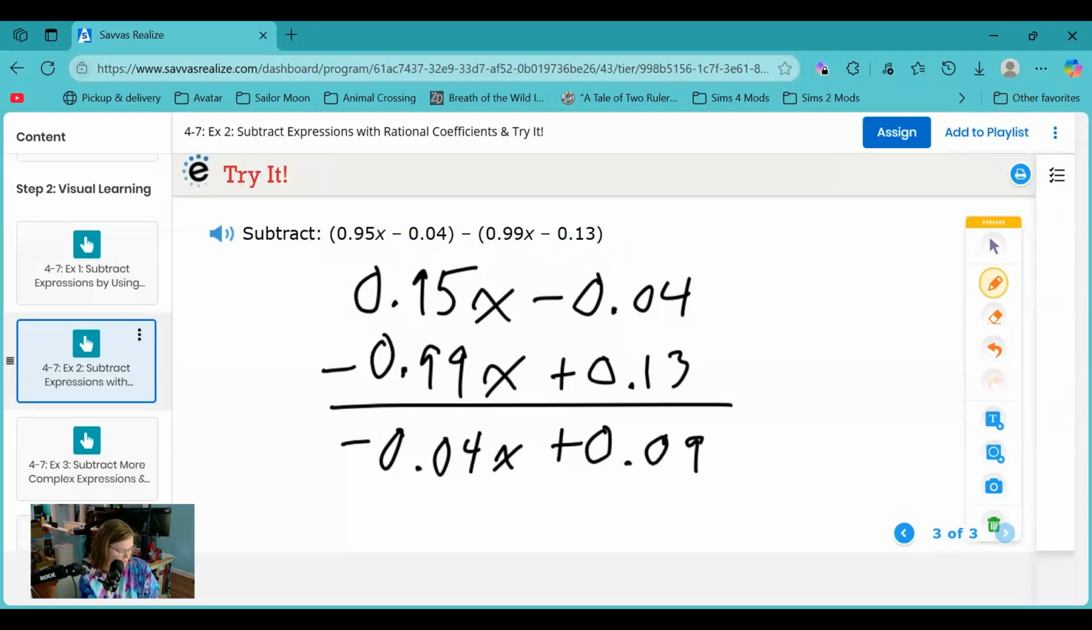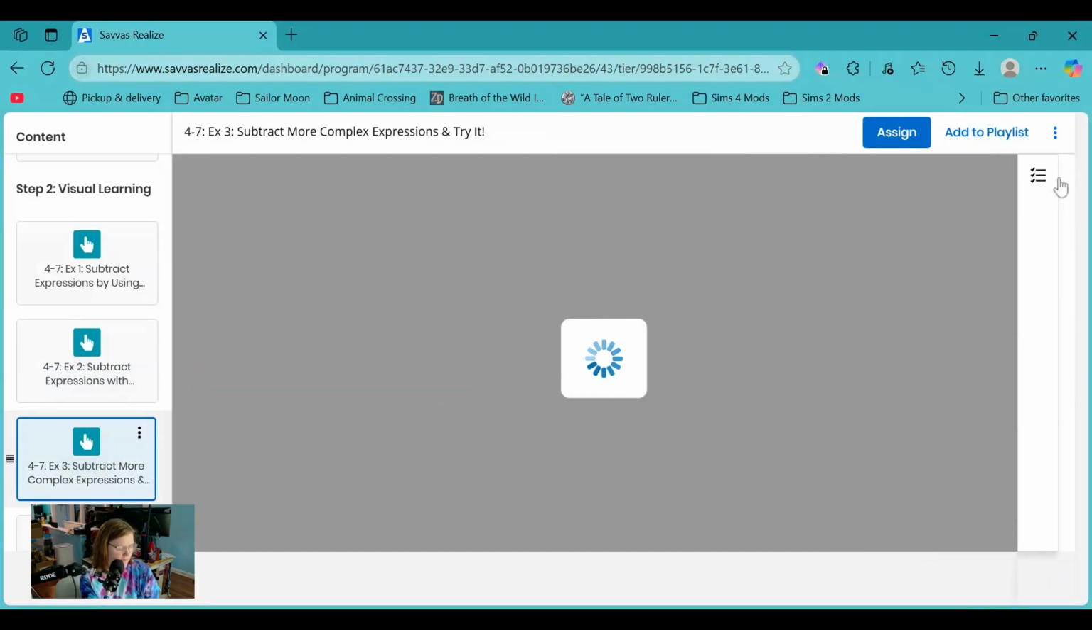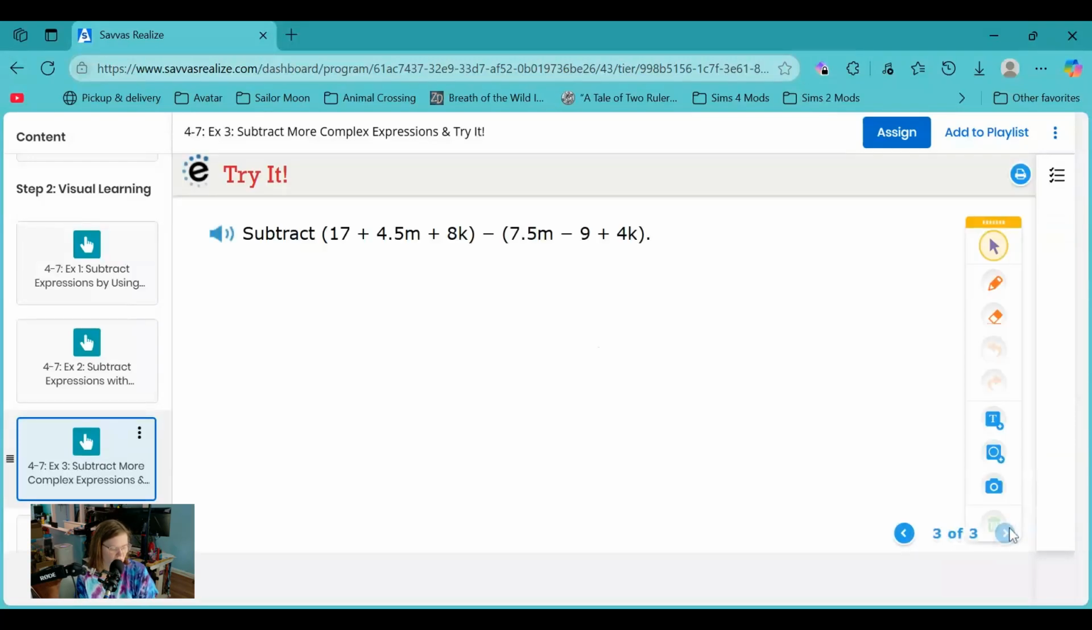So now what I'd like you to do, I want you to try example 3. Try it on page 241. I want you to answer it on formative, and then we'll go over it.